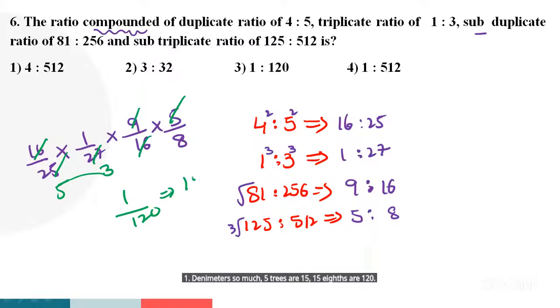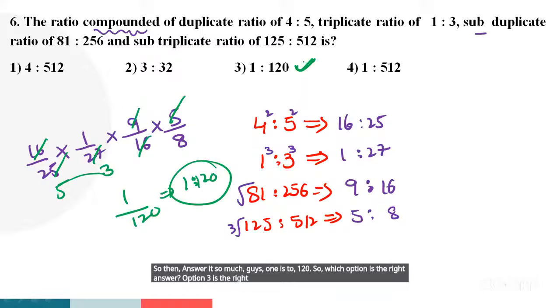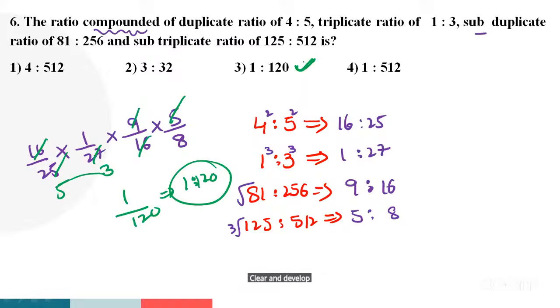So the answer is how much, guys? 1:120. Which option is the right answer? Option 3 is the right answer, guys. Clear, all of you? Once more? Yes, repeat it, sir.